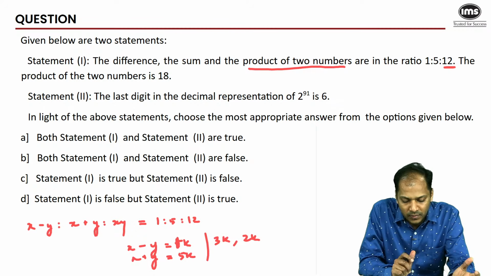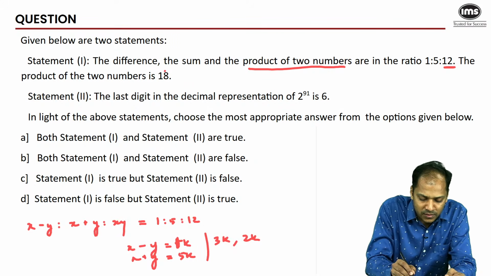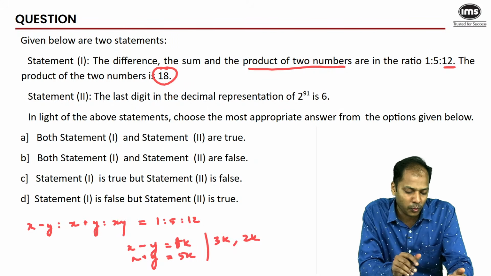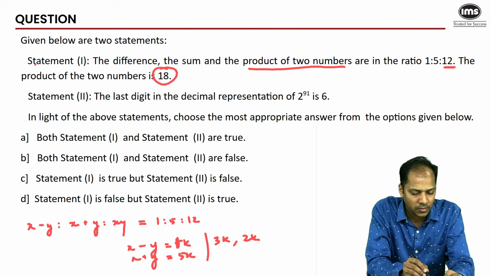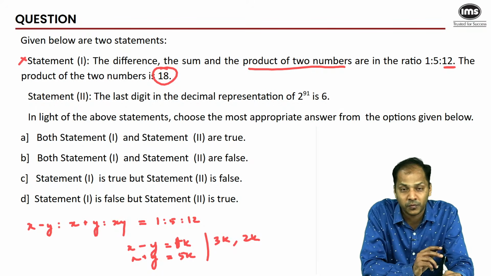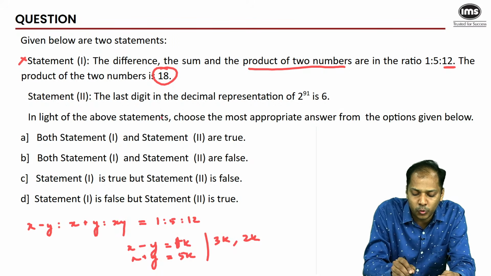6k square. Therefore I am not very convinced. Statement 1 could be true, but is it true? I don't think so. So statement 1 in my opinion is not true. Statement 2 is pretty easy to check.